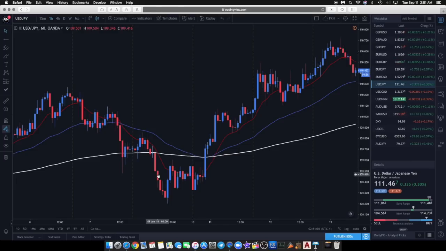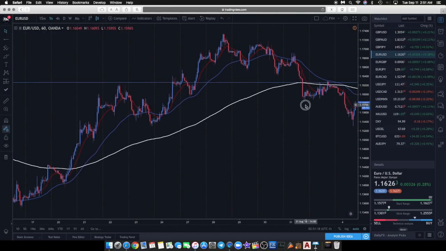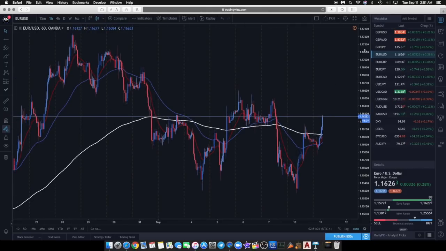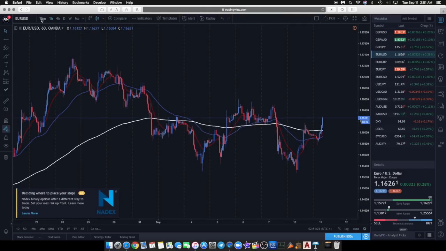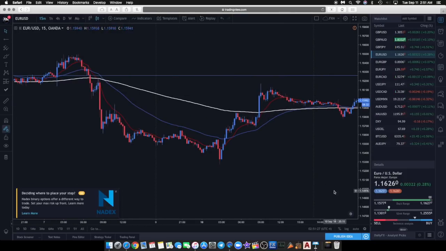Now, what we're going to do next is I want to show you the accumulation phase and everything like that. We're going to break that down next. So we're going to go into Euro USD, and this just recently happened. So I'm going to pick this up right here and I'll break this down for you.